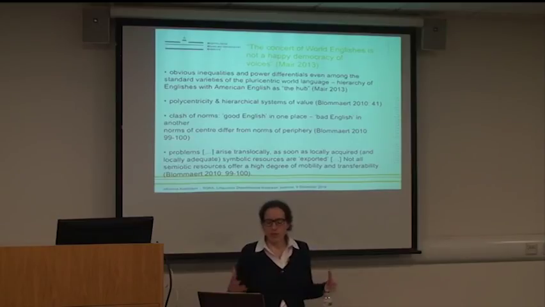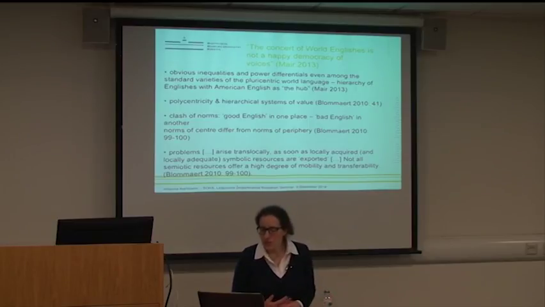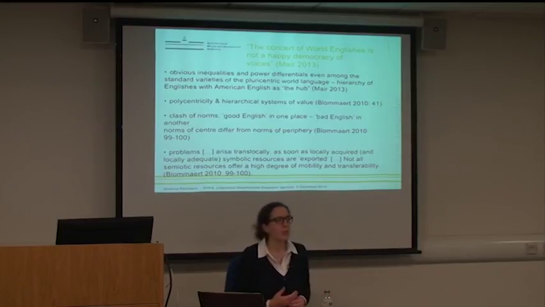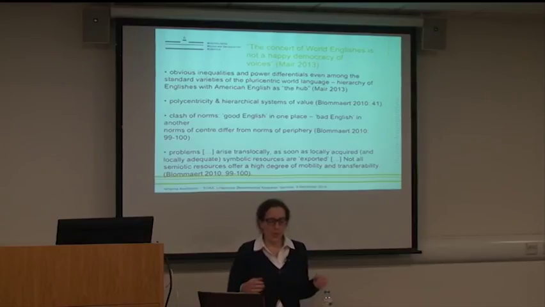Okay, now I've started to talk about the global spread of English, and one thing that we should all be aware of, I think, is that these varieties of English, these different accents of English, don't just exist side by side. And as Mair has put it so nicely, the concert of world Englishes, in his opinion, is not a happy democracy of voices. So there are blatant inequalities and power differentials even among the standard varieties, but also among non-standard varieties, and between the two, of course, in English. And Mair puts forward a hierarchy of Englishes in which he says American English is the hub, so the most important variety, and he would say that it's now also more important for most people than British English, which I think can be doubted, but, I mean, he says so.